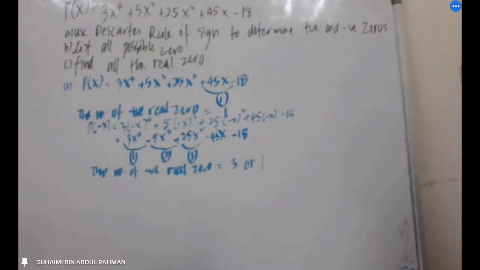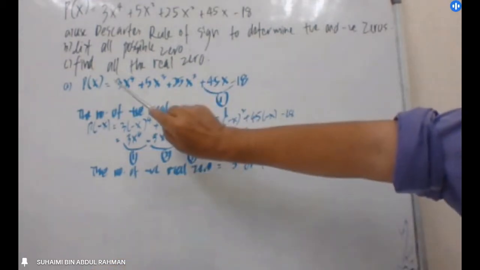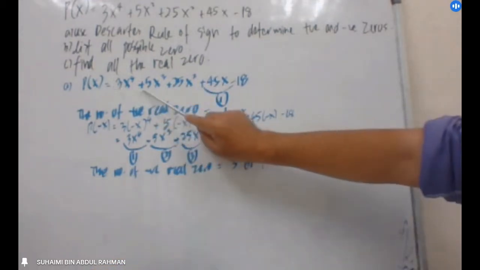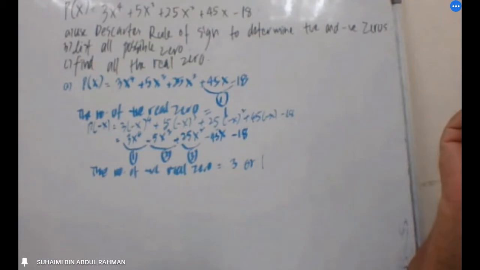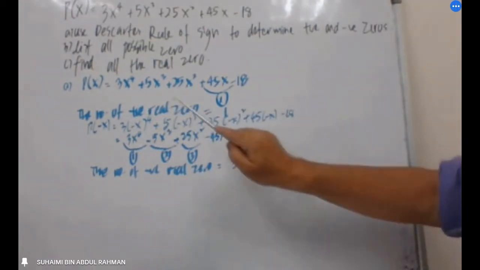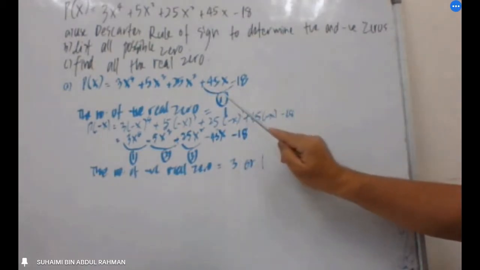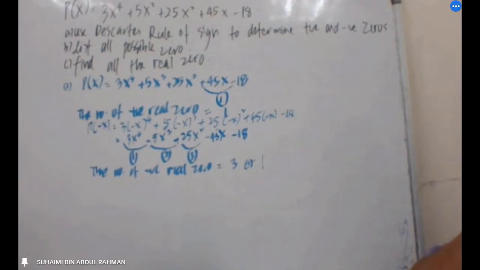So how can we detect the variation of sign? How do we know the variation of sign? So you calculate. Here, this must be positive. Positive to positive, no variation of sign. Positive to positive, no variation of sign. Positive to positive, no variation of sign. Positive to negative, yes, variation of sign. Only one variation of sign.